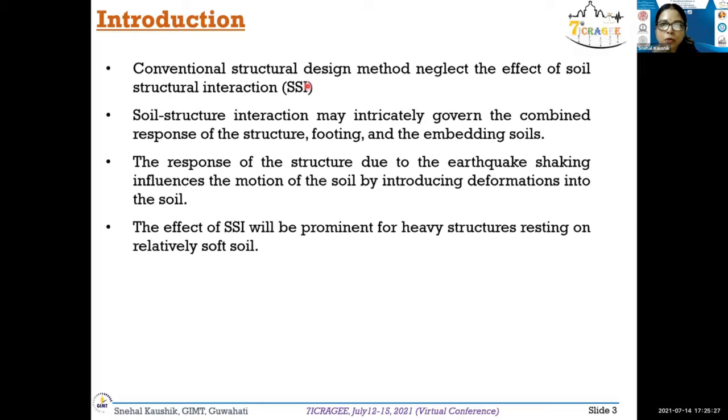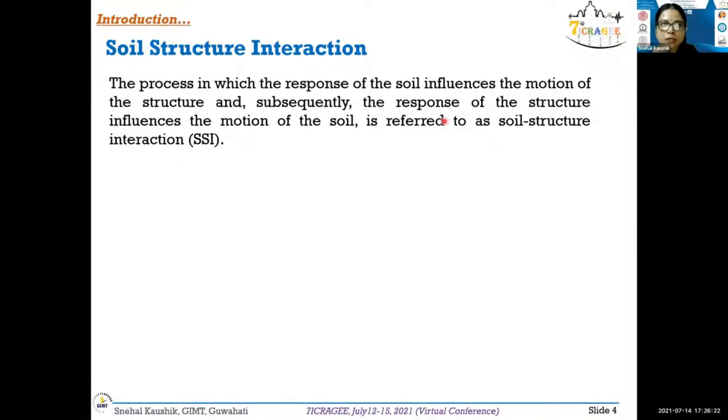Whenever we are doing conventional design, we are neglecting the soil structure interaction. This soil structure interaction plays a very important role when we are studying the response of the structure combined with its footing and embedded soil. Whenever there is earthquake shaking, the motion of the soil introduces deformation in the soil, and because of this deformation there is some effect on our structure also. That we need to consider here. This effect of SSI will be prominent for heavy structures resting on relatively soft soil. If you have soft soil beneath your structure and a multi-storied building, then this effect will be more prominent.